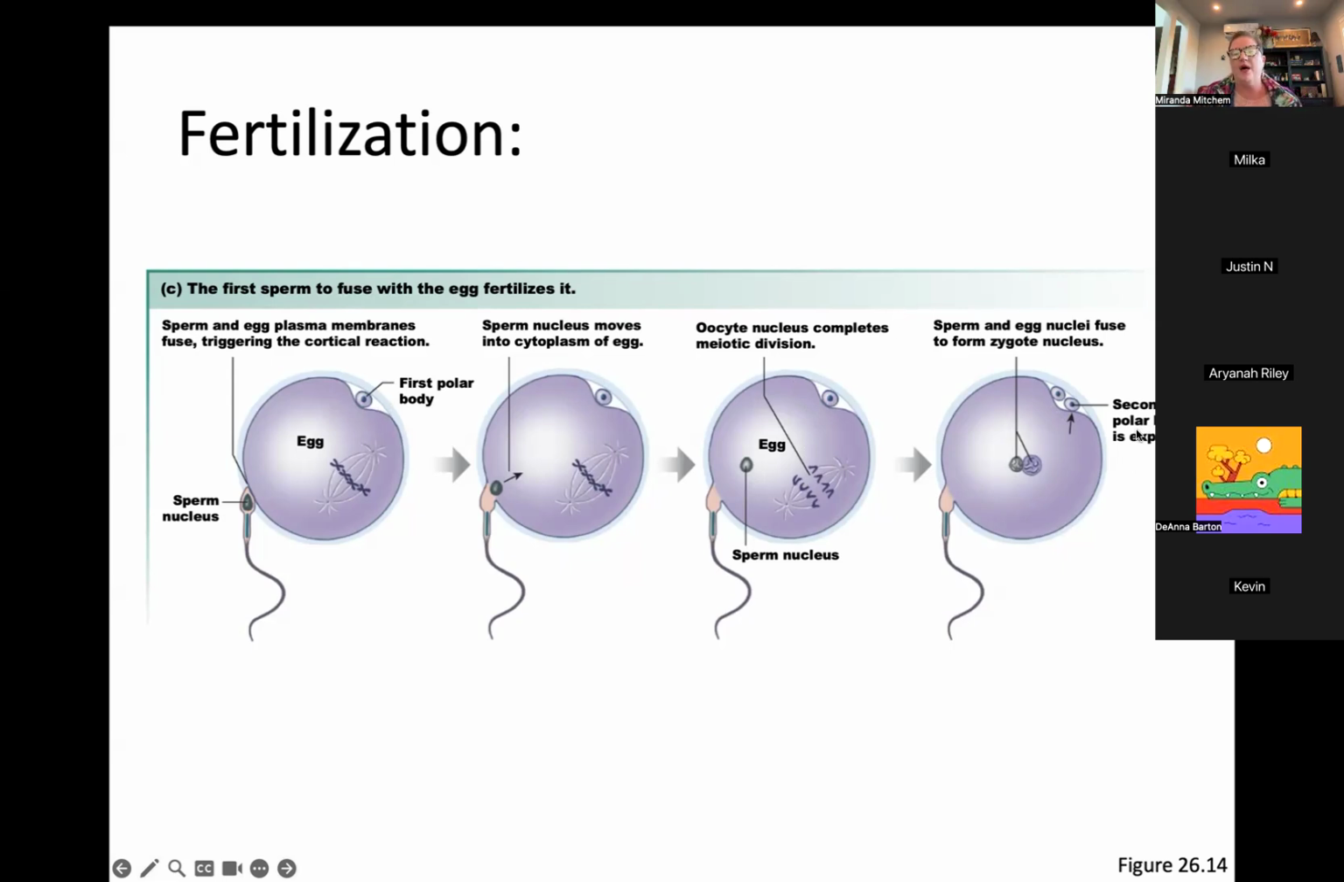And what the polar bodies are, the best example is with the female. She's got two X chromosomes. Only one of them is active and used throughout her lifetime. The other one is inactivated as a polar body. So these are the extra sex chromosomes that are not activated. So that is how fertilization happens.